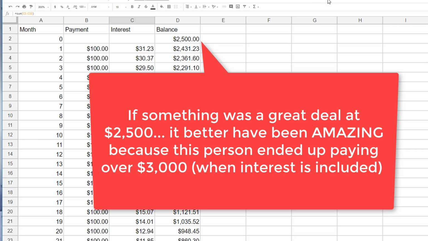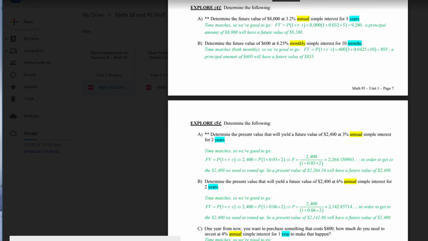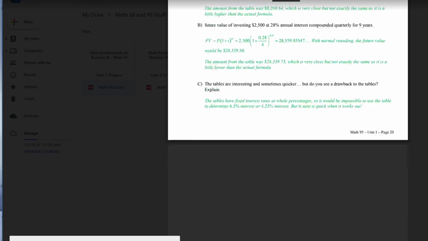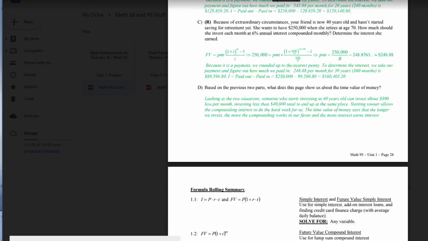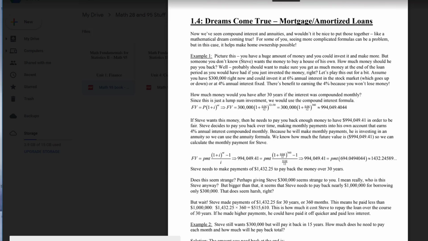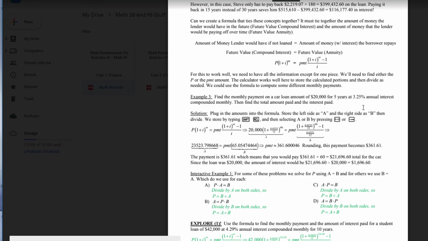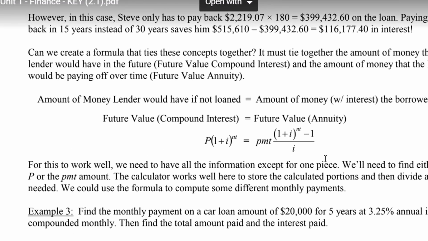All right, so let's take a look at the book briefly, because as we get down to figuring out how loans work, loans require a formula that combines all of these pieces together. And so, this is the formula that puts all the pieces together.